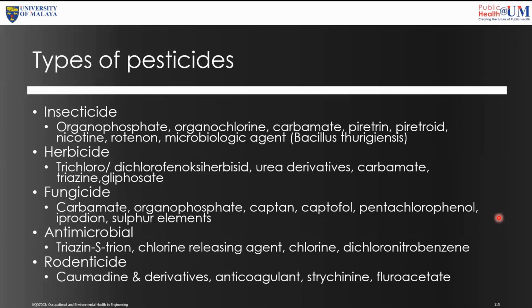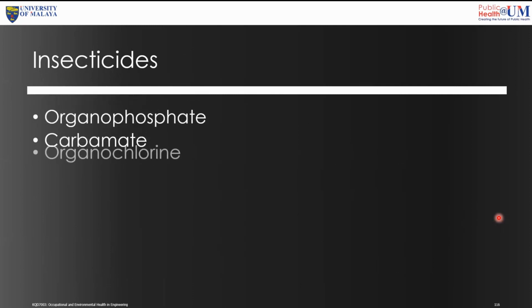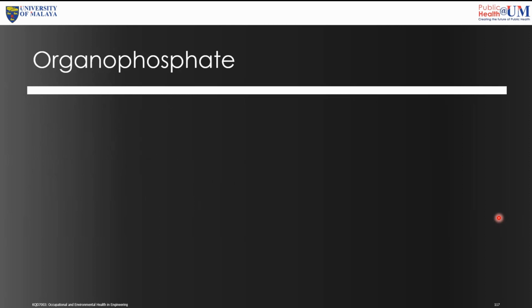The issue is that insecticide, herbicide, and fungicide might not affect a human to that extent. But rodenticide is more dangerous, because rodents are mammals, compared to insecticide or herbicide. But insecticide and herbicide still involve danger. Organophosphate, carbamate, organochlorine, pyrethrin, and pyrethroid are some of the insecticides that we use and have used, or are still using.